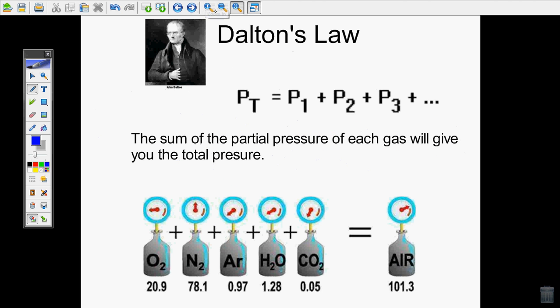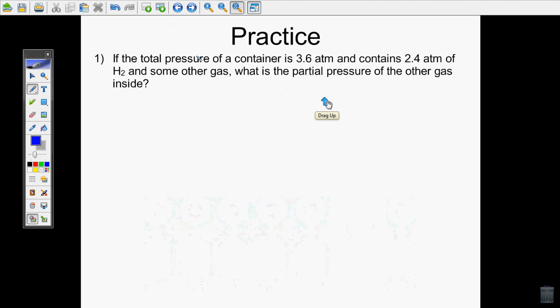Dalton's law. Basically, Dalton's law says the sum of the partial pressure of each gas will give you the total pressure. So like air is composed of all these different gases, and they all have different pressures. Well, you add them all up, and you'll get the total pressure. So this is pretty simple.